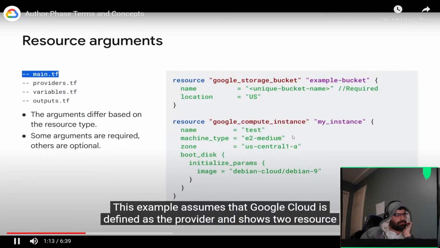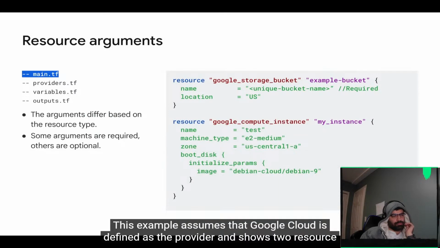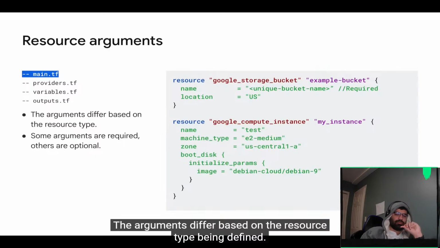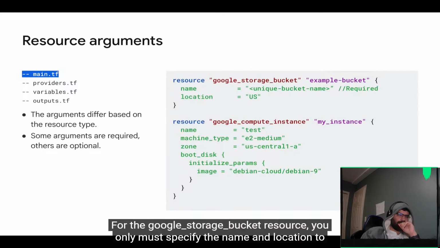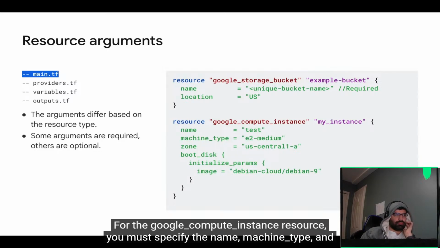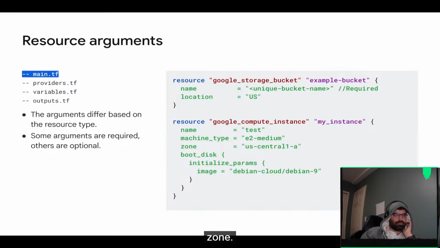This example assumes that Google Cloud is defined as a provider and shows a cloud storage bucket and a compute instance. The arguments differ based on the resource type being defined. For the google_storage_bucket resource, you must specify the name and location to successfully create the resource. For the google_compute_instance resource, you must specify the name, machine type, and zone. Tags are optional.